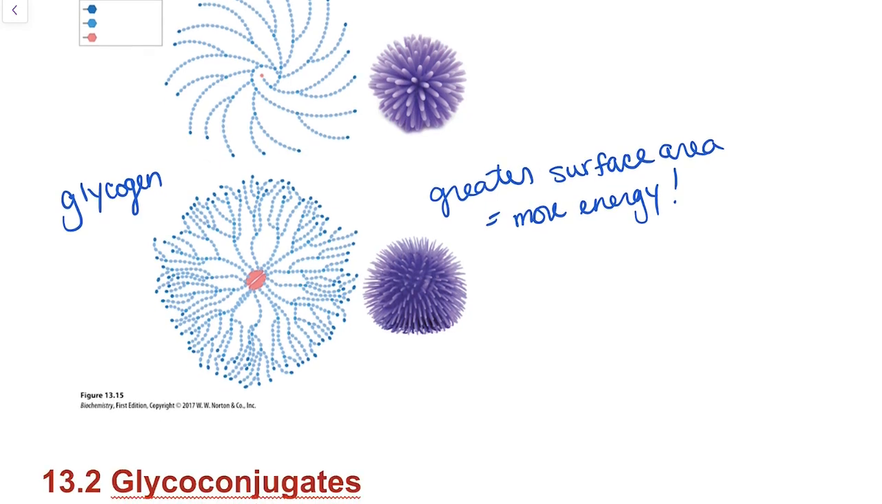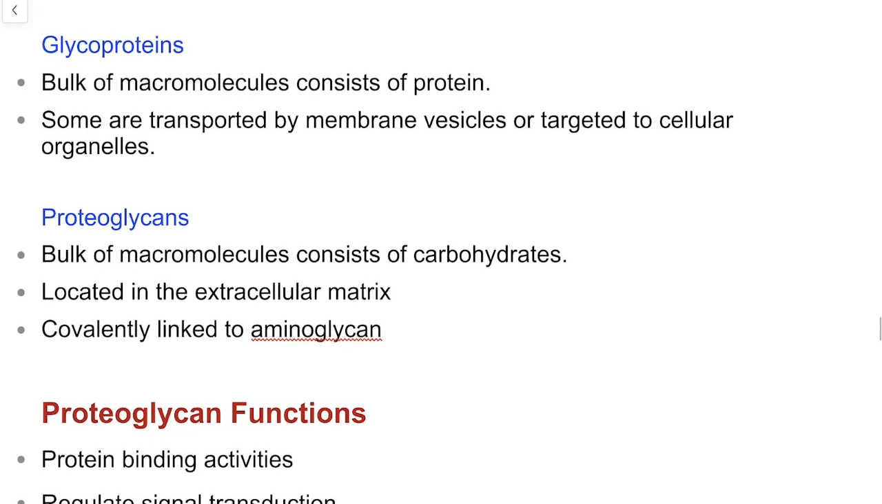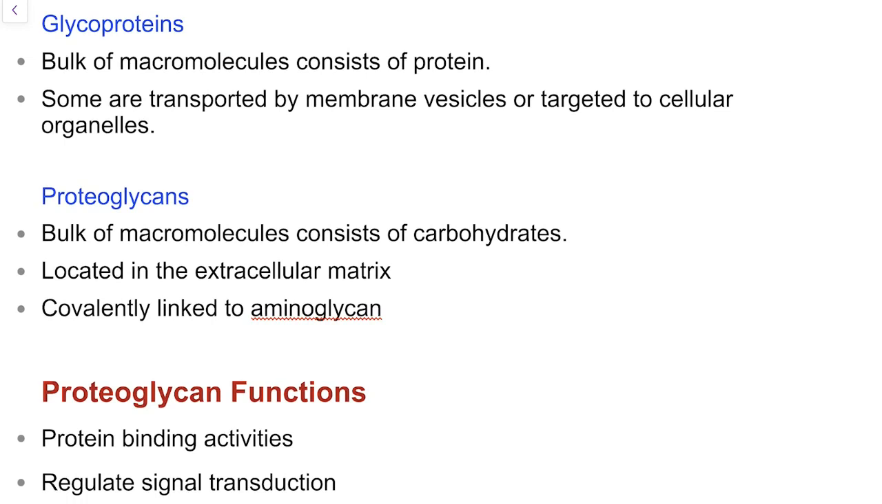So 13.2 starts to look then at the glycoconjugates. This is going to include the glycoproteins, the proteoglycans, and could also include the glycolipids, although we'll look at those perhaps later when we look at lipids, but they are mentioned. Glycoproteins, just that definition again, the bulk of that macromolecule is going to be protein, so we place the emphasis on the last portion of the glycoconjugate. So glycoproteins have more amino acids, proteoglycans are going to have more carbohydrates.